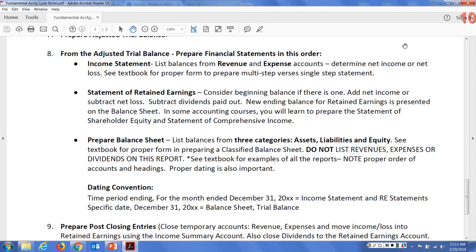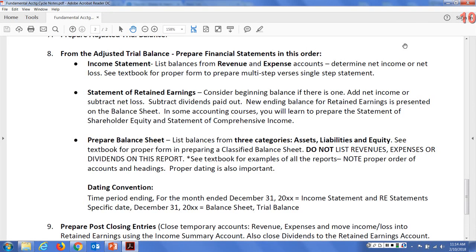And then you will net that. Also notice that you can prepare a multi-step versus a single-step statement. If a company has cost of goods sold, or if they have discounts that are allowed for their sales, then a multi-step is usually the better way to go. It provides more information to the users of those statements. So multi-step, single step, you would omit some steps. Again, your textbook, if you're still in class, should have some examples of that.